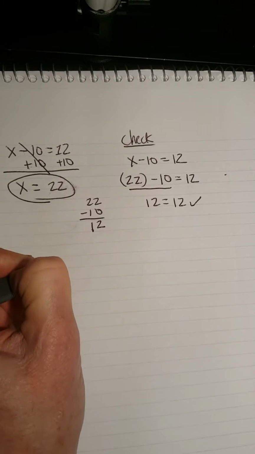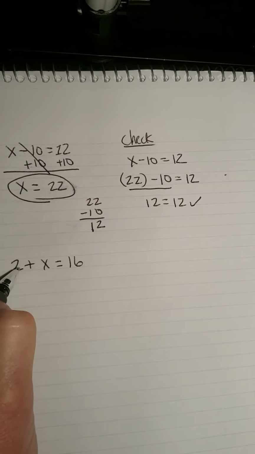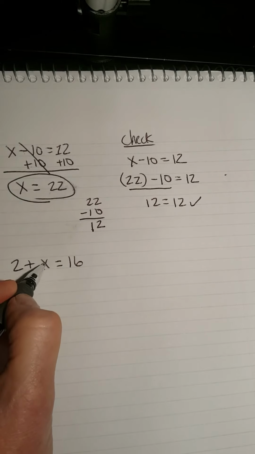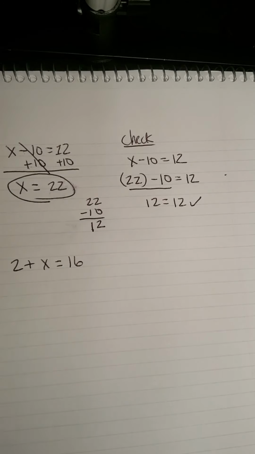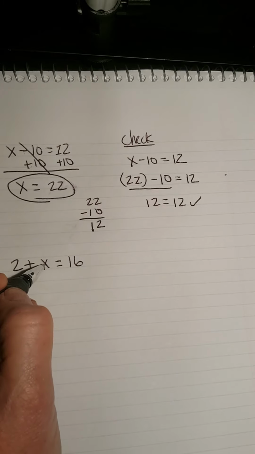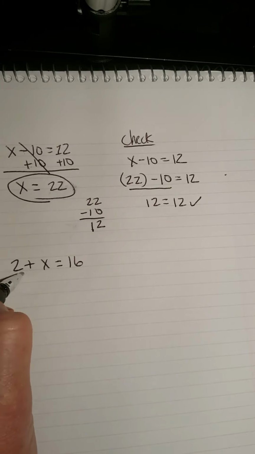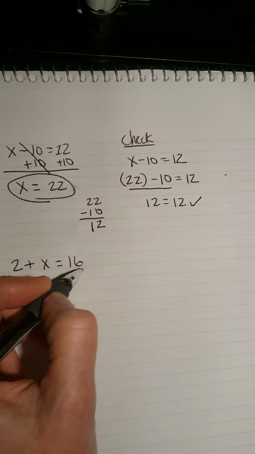Okay, next problem. 2 plus x equals 16. This is asking me 2 plus what number equals 16. This is just like our last one, but it looks a little bit different in the order. So again, we're trying to get x by itself. So we need to move this 2 that's attached to it to this side.